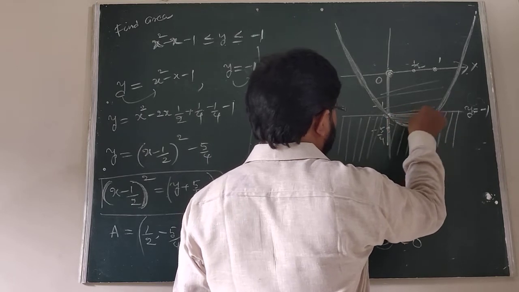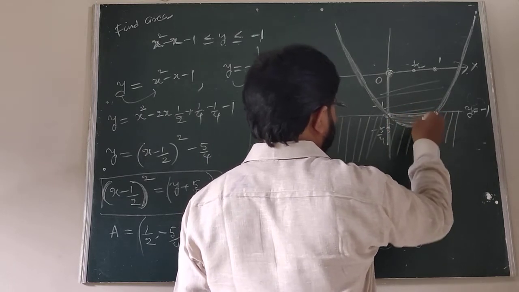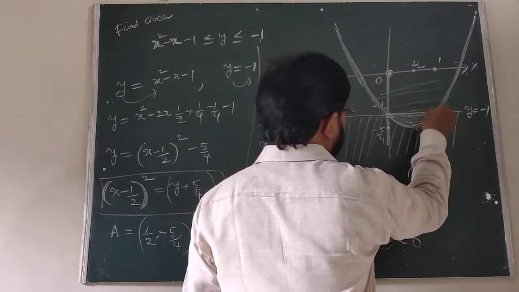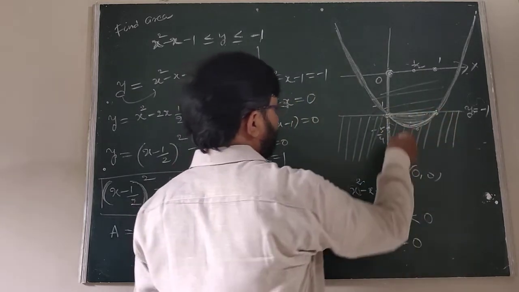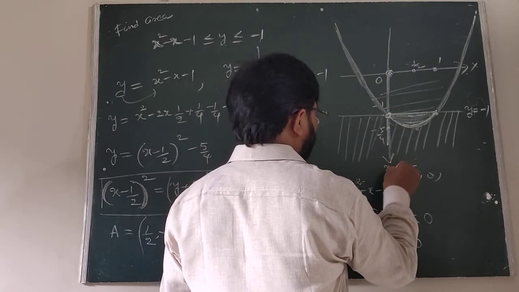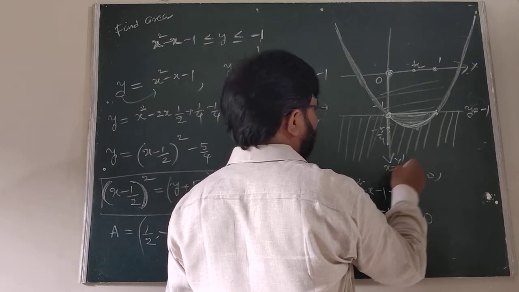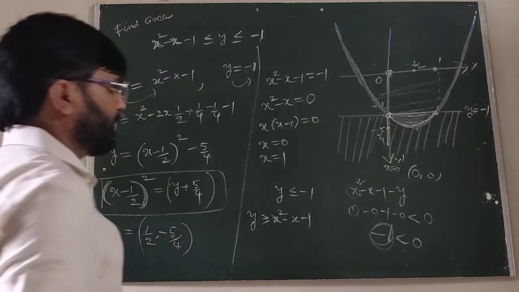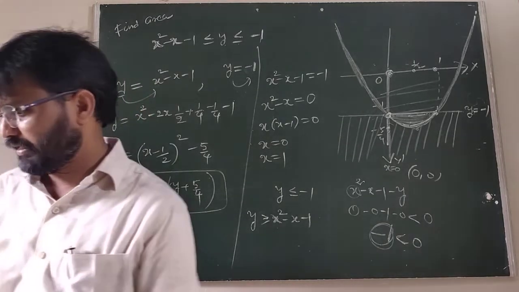Okay students, this area is bounded by the curve, this parabola, and the line y equal to -1. The other boundaries are the y-axis, x equal to 0, and x equal to 1. Now we have to find that area.